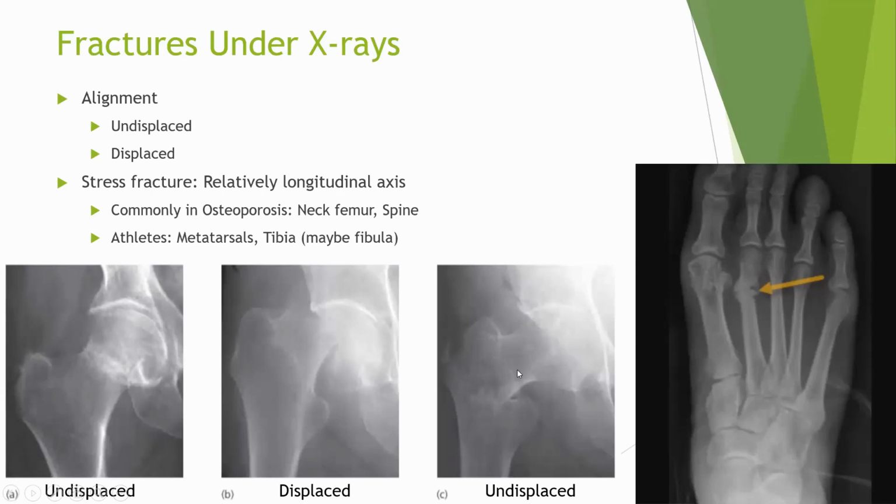Remember, since this is such a faint line, it is highly likely that this is just an undisplaced crack fracture. This is an undisplaced impacted fracture. This is an undisplaced crack fracture. So there is just a crack and nothing else is going on. So it's not that complex.